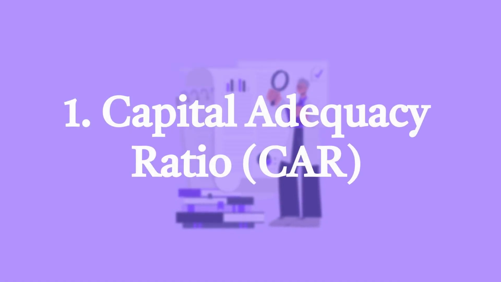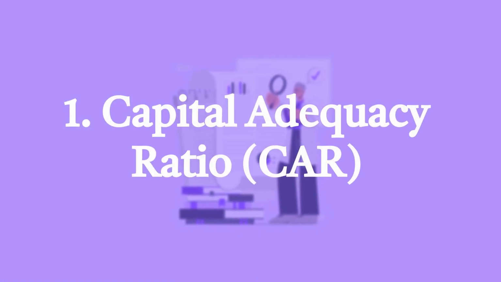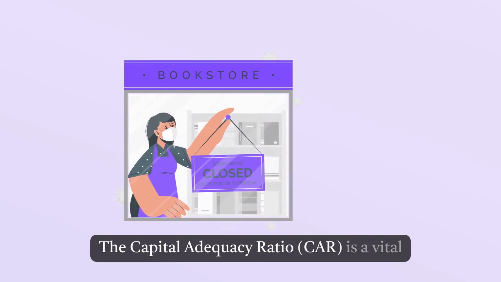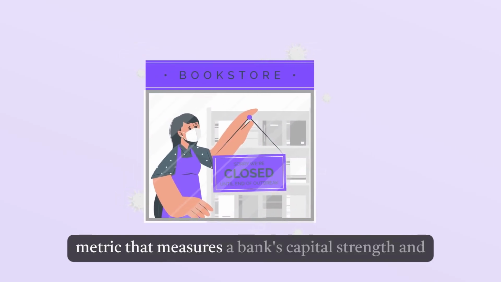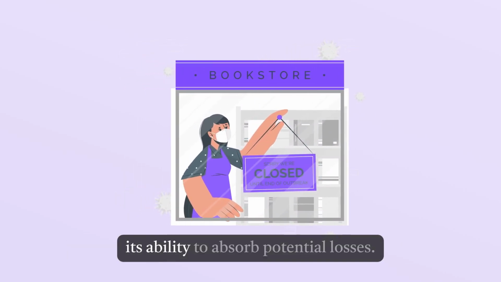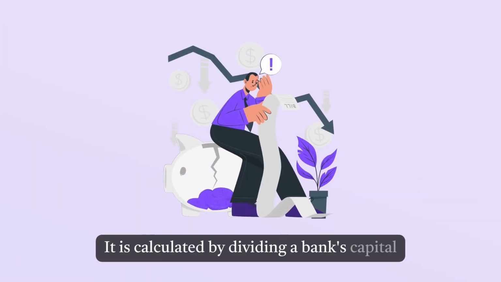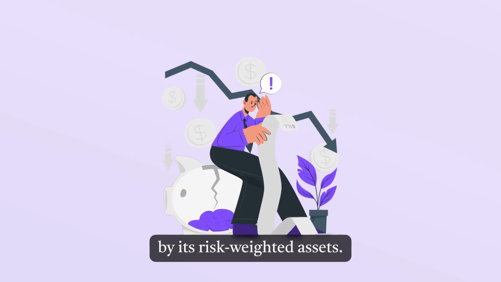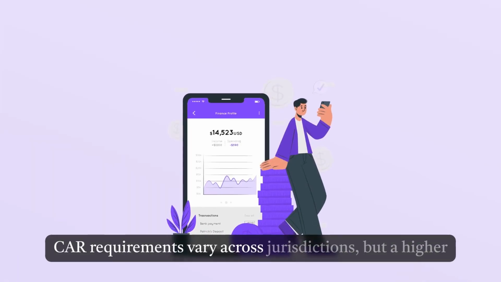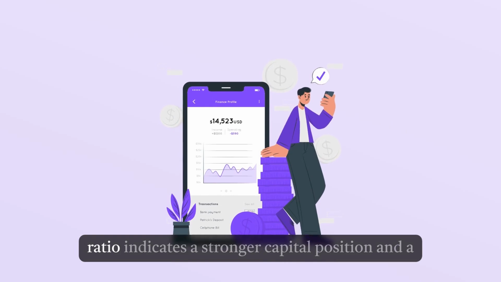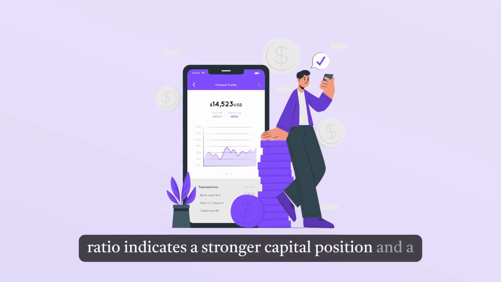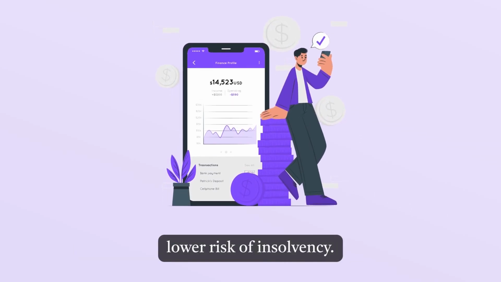1. Capital Adequacy Ratio, CAR. The Capital Adequacy Ratio, CAR, is a vital metric that measures a bank's capital strength and its ability to absorb potential losses. It is calculated by dividing a bank's capital by its risk-weighted assets. CAR requirements vary across jurisdictions, but a higher ratio indicates a stronger capital position and a lower risk of insolvency.